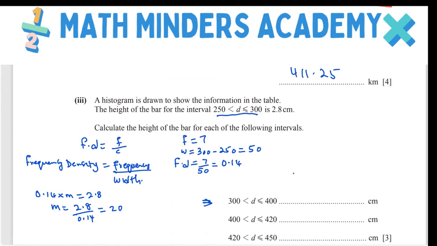So if the frequency is 13, the frequency density is going to be 13 all over the class width, which is 400 minus 300. So 400 minus 300 will give us 100. That is the class width. And it gives us 0.13. So this 0.13 now, we are going to scale it up using 20. So we say therefore 0.13 times this our multiplier will give us 2.6. So this is 2.6.